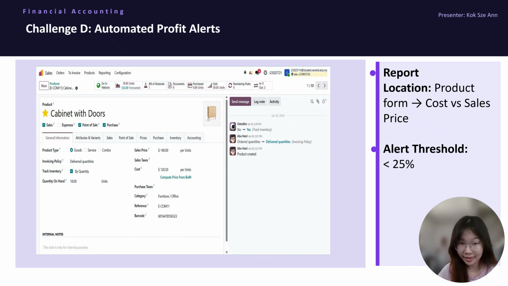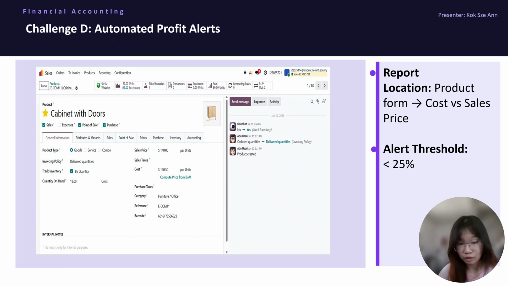Okay, the third KPI is product profit margin, monitored directly from the product form. For sample products like the Cabinet with Door, the cost is 120 ringgit and 50 cents, and the sales price is 140 ringgit. This gives a profit margin of only 13.93%, which is well below the 25% threshold. Therefore, an automated alert would be sent to management recommending either an increase in the selling price or a reduction in manufacturing cost to improve profitability.